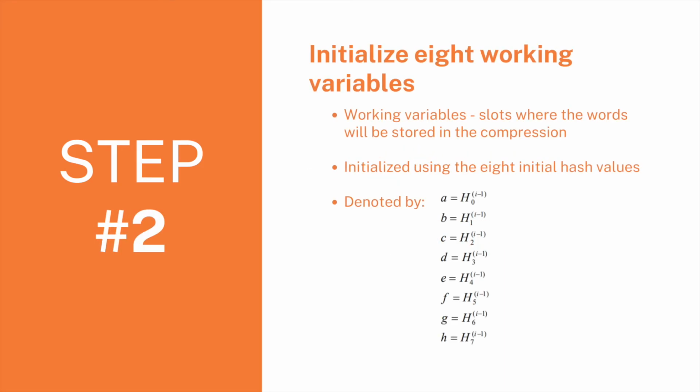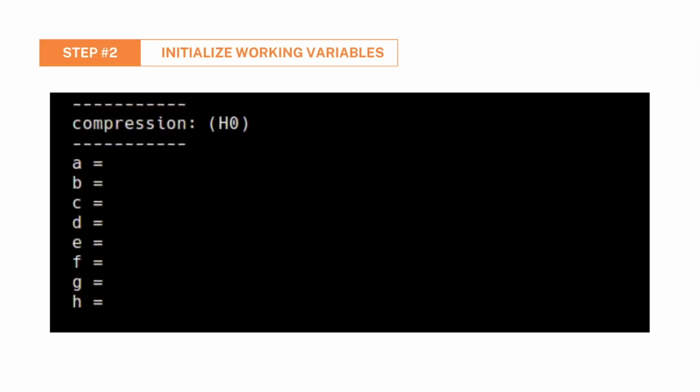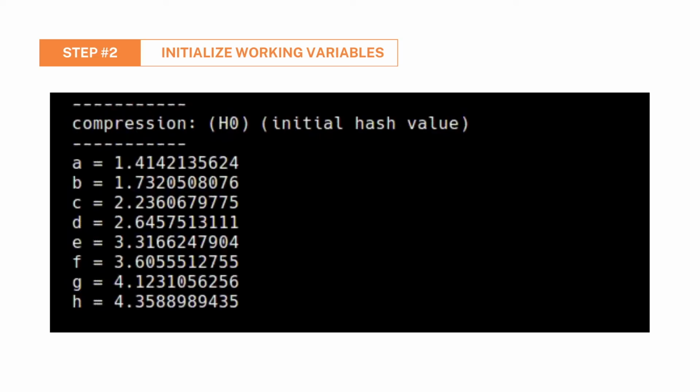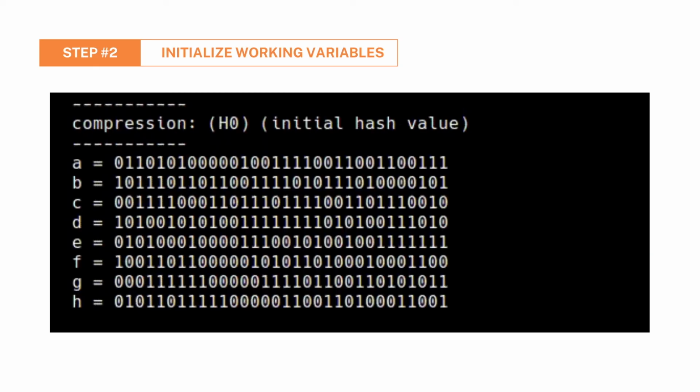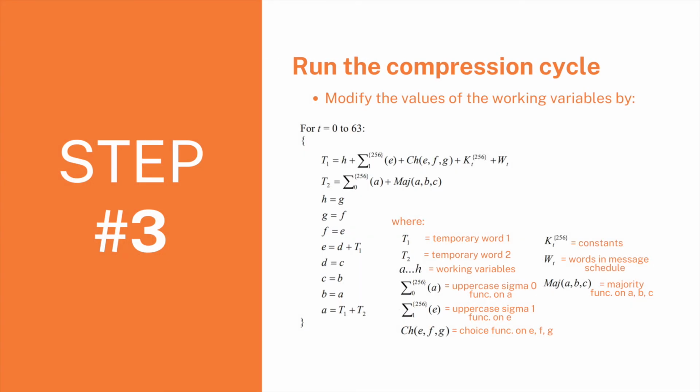Step 2 is initializing what we call the 8 working variables, which are the 8 slots where the words will fall into later on. These are signified by letters A to H, and are initialized using the 8 initial hash values I've shown earlier. Step 3, we will now be doing the compression function where we are going to modify the values stored in each working variable using the values in our message schedule, which is denoted by W sub t. Note that the process that I'm about to show will be done to all 64 words in the message schedule, hence the t equals 0 to 63.